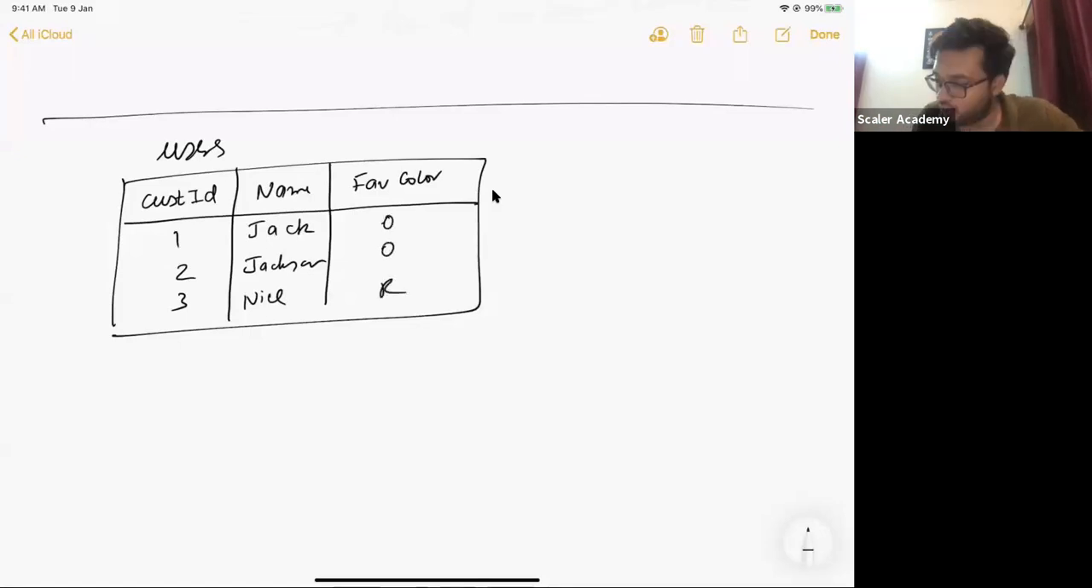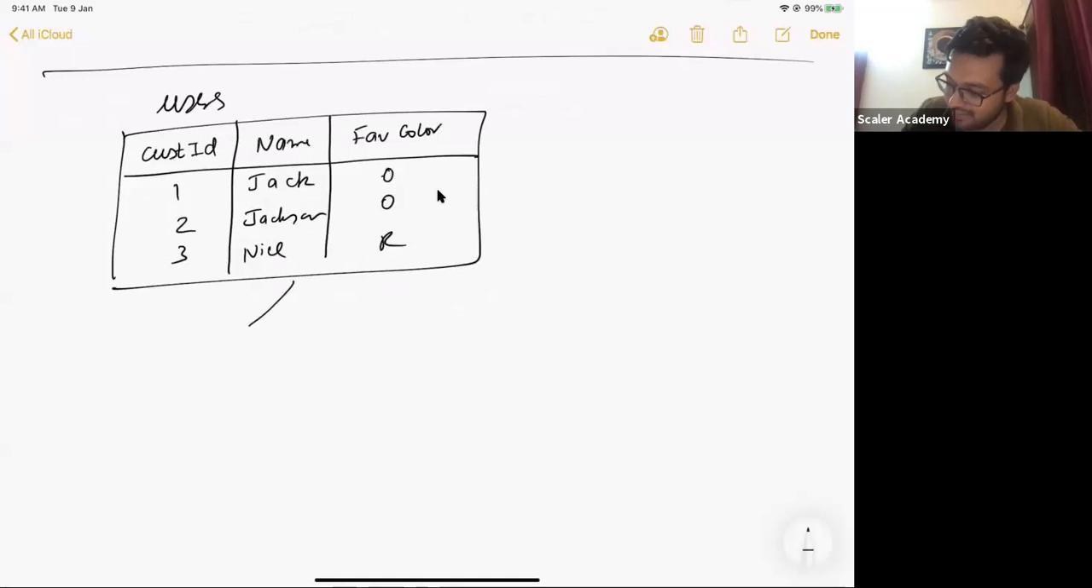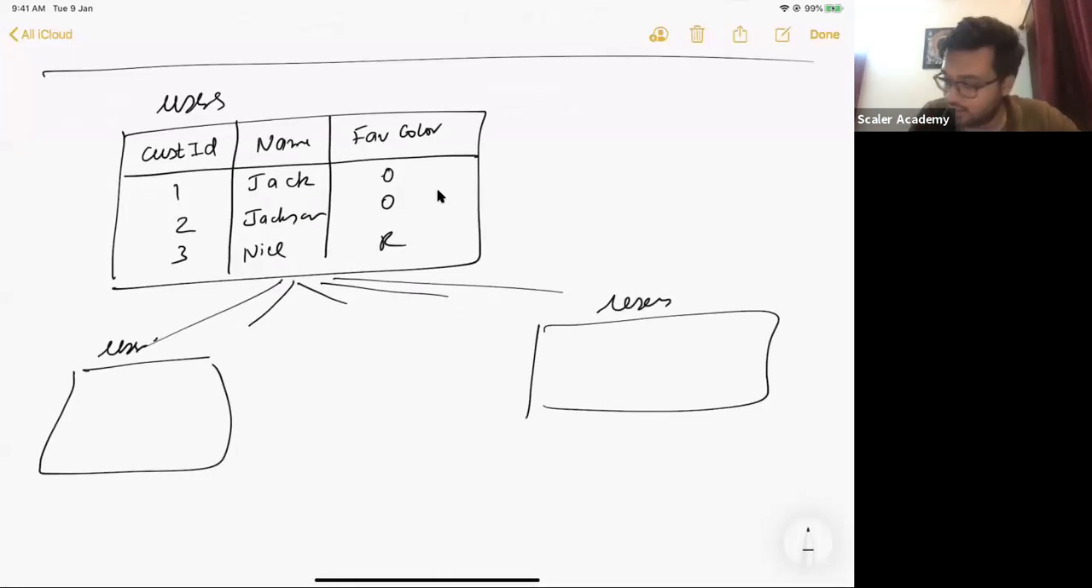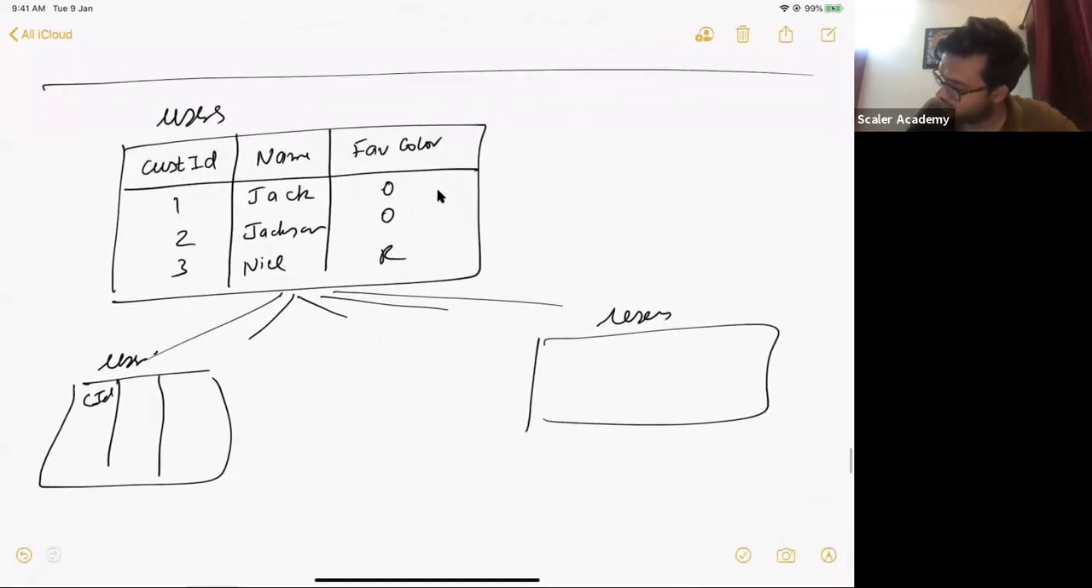Cool. Now sharding basically means horizontally dividing the data. What does it mean? Let's say I am sharding this across 5 DBs. What I'm going to do is have the same table, the users table only, in all these 5 DBs. Nothing changes. The table would again have the same columns: customer ID, name, and favorite color.